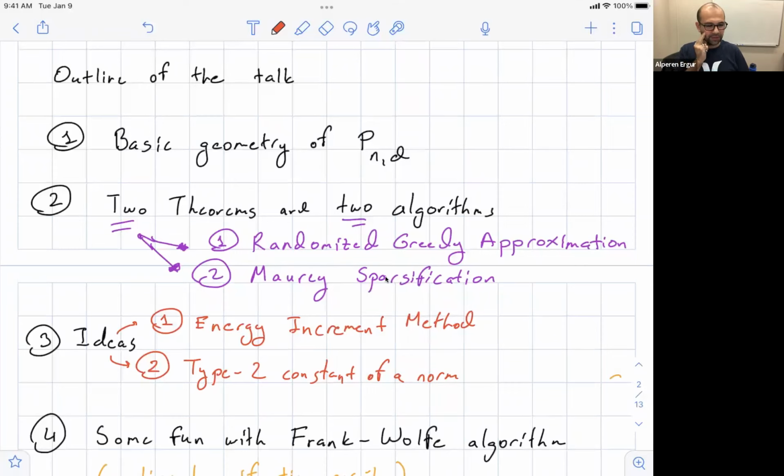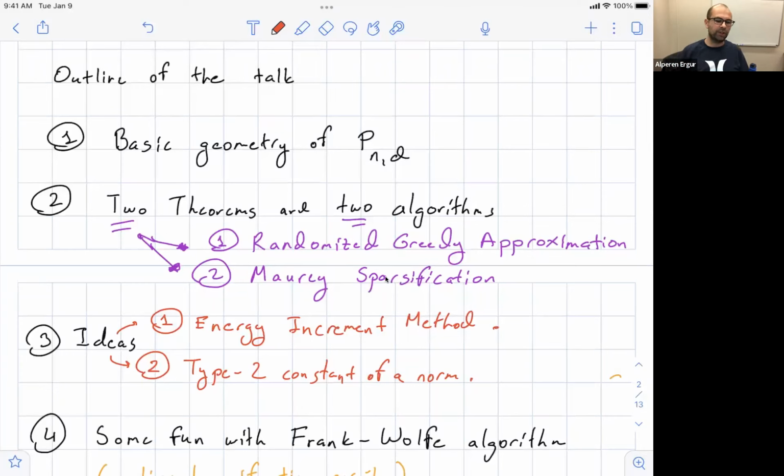So that's what we call them. And the ideas behind these theorems and algorithms: for the first one, the randomized greedy one, we used an idea coming from additive combinatorics called the energy increment method. And the second one uses Banach space theory, or more precisely, the local theory of Banach spaces, which people call the type 2 constant of a norm. You don't need to worry about what this type 2 constant is.